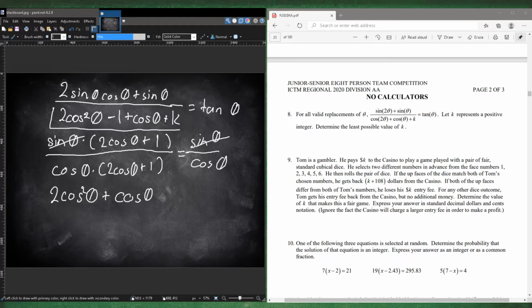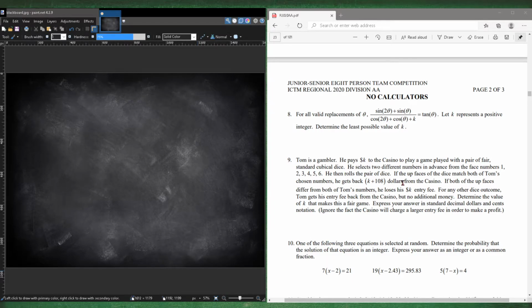But from here, we have 2 cosine theta, which matches this, cosine theta, which matches this, and negative 1 plus k should match this number, which is 0, right? So k minus 1 equals 0, so k equals 1. And that's your answer for number 8. And it's basically all you have to do. Just know your trig identities.